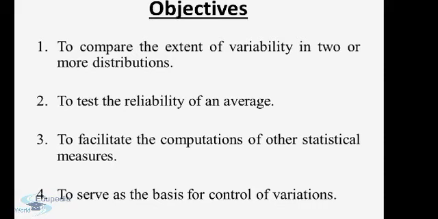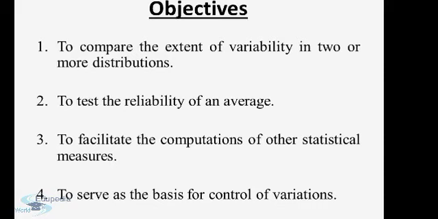Next, it is to test the reliability of an average. Now, the measure of dispersion can be used to test how reliable a certain distribution is. Like in the case of the marks of the students, we see that one student was very consistent in all the subjects, whereas the other one was not so. We could very well rely on the first student, meaning the student whose marks were very close to each other. In other words, we can say whose marks were less variable.